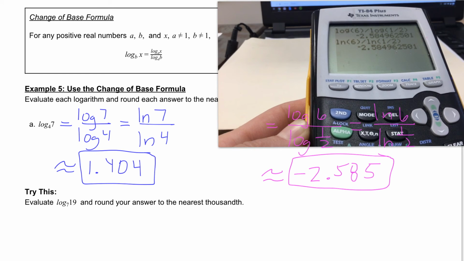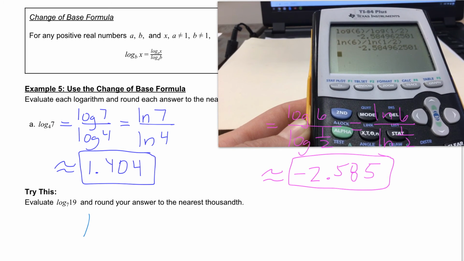If you did the try this correctly, you should have gotten to the nearest thousandth, 1.513. If you have questions, let me know.